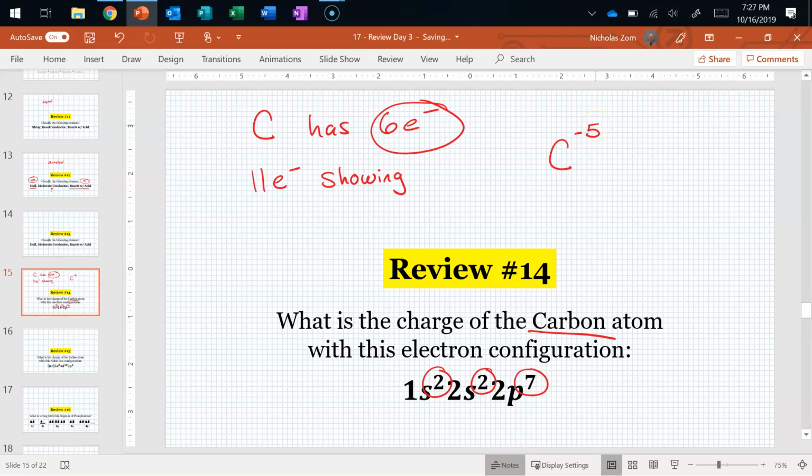Usually you're not going to see anything like that. You're going to see maybe a 4 at the most, but in this case, because I'm terrible at writing questions, we have a -5 charge.